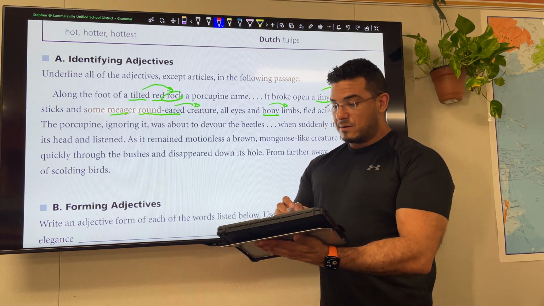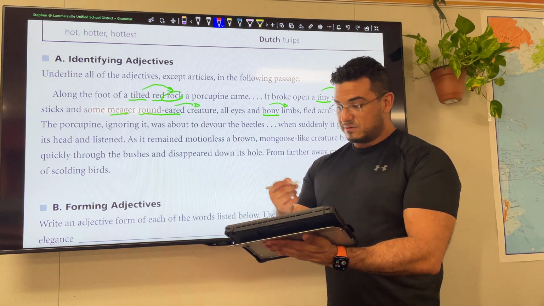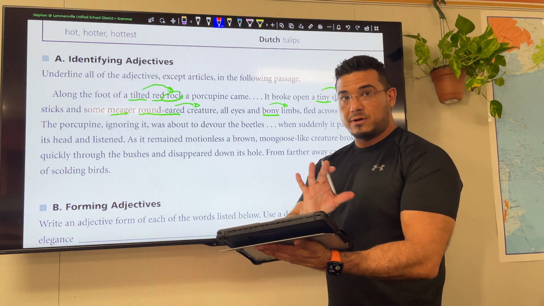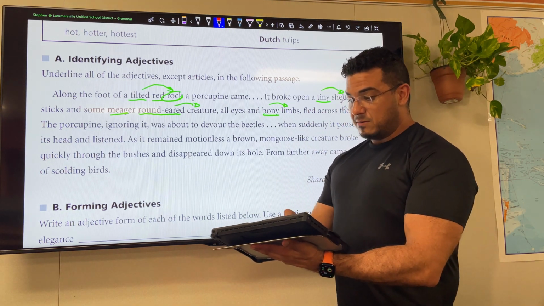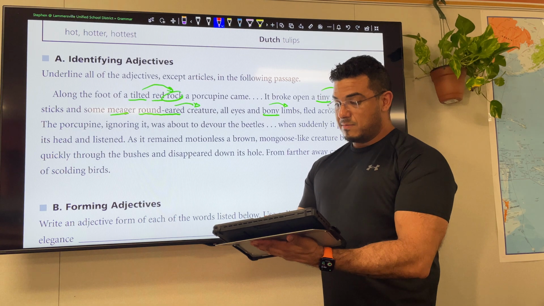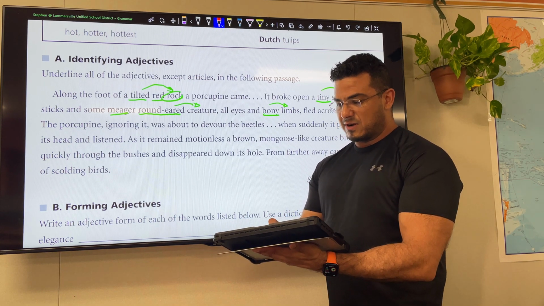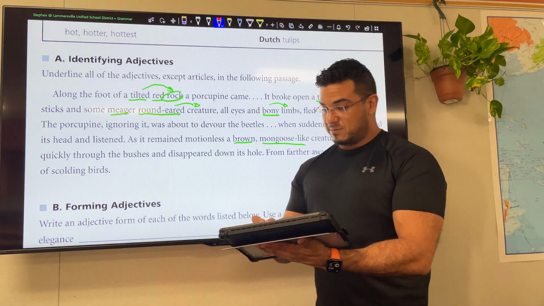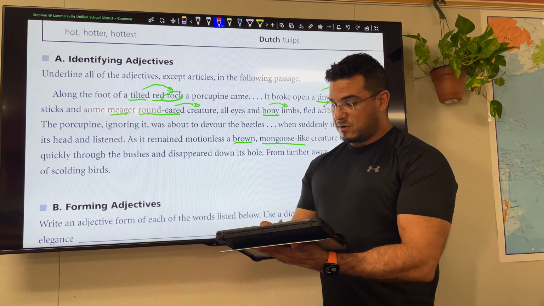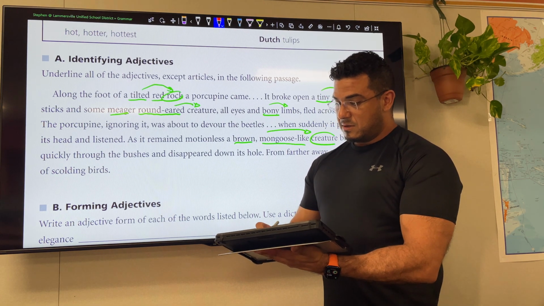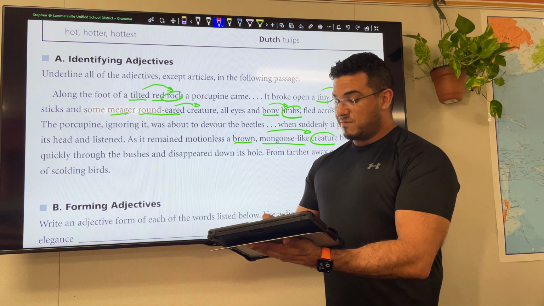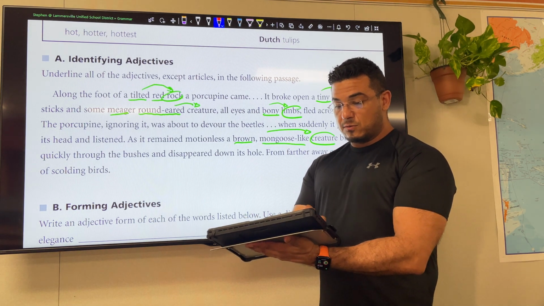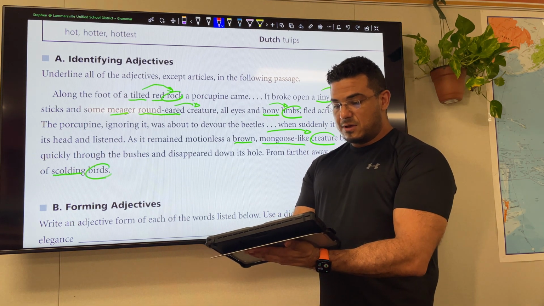The porcupine, ignoring it, was about to devour the beetles. Now, these are all actions. When suddenly it paused, raised its head, and listened. As it remained motionless, a brown, mongoose-like creature, so brown, we've got a color, mongoose-like, a simile, referring to the creature, broke quickly through the bushes and disappeared down its hole. From farther away came the sound of scolding, describes the birds.